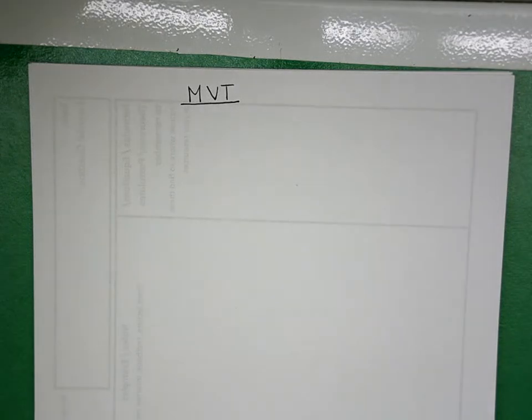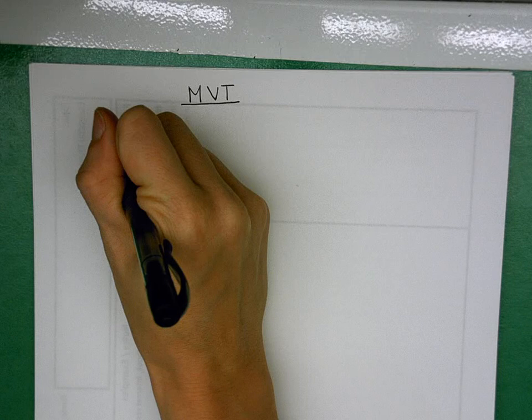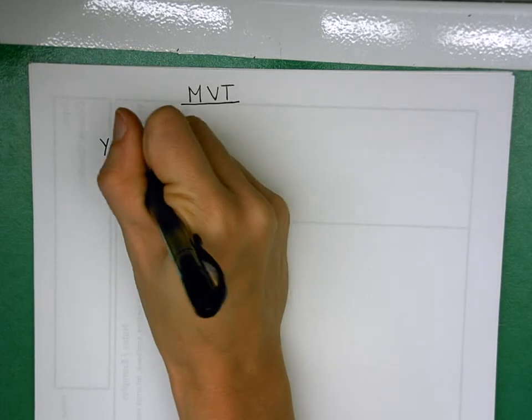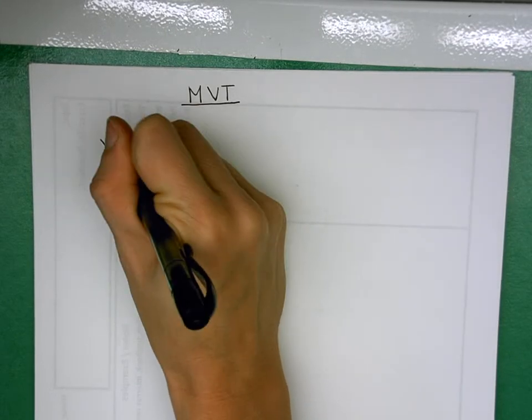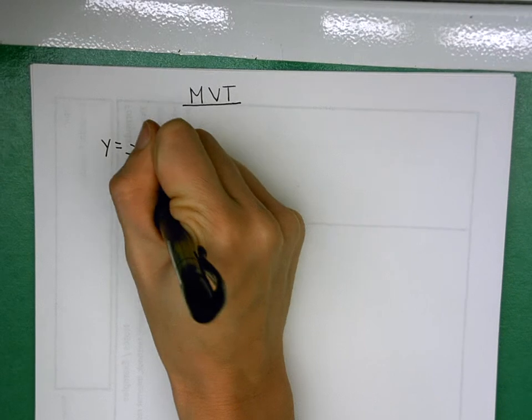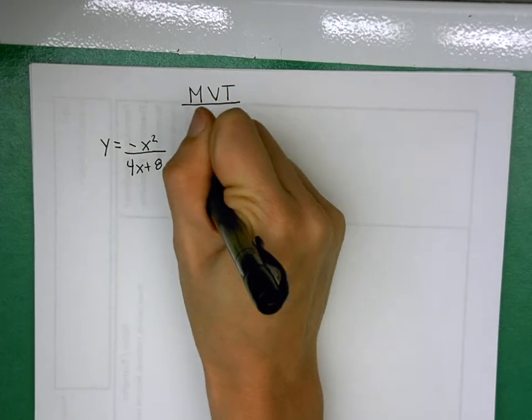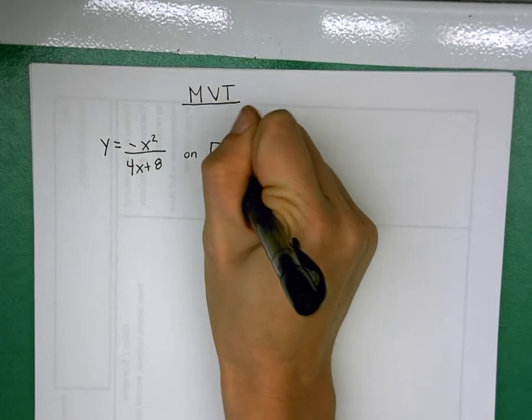Hello. Here are some example problems of mean value theorem. We're going to do 3 of them, kind of different forms. The first one we're going to take a look at is y equals negative x squared over 4x plus 8 on negative 3 to negative 1.